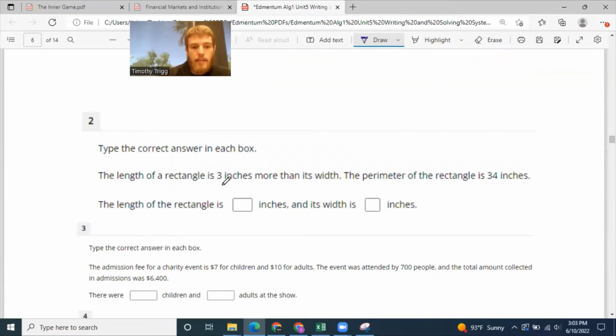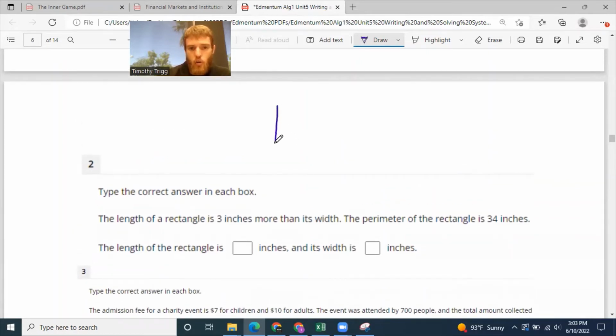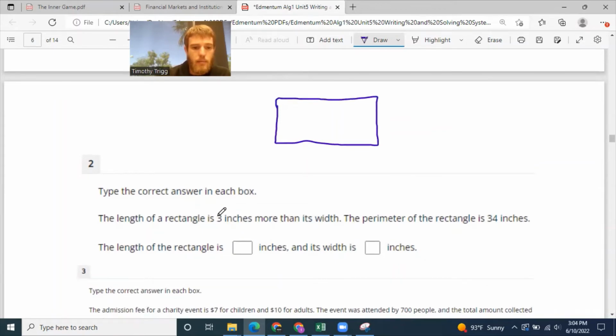The length of a rectangle is 3 inches more than its width. The perimeter of the rectangle is 34 inches. So let me just go ahead and draw a rectangle. And by the way, you should be writing down everything I write. So it says in a rectangle, the length is 3 inches more than its width. So the width I'm going to put as W. The length is 3 more than that. So I can write it as the width plus 3 more. So whatever the length of the width is, plus 3 more.